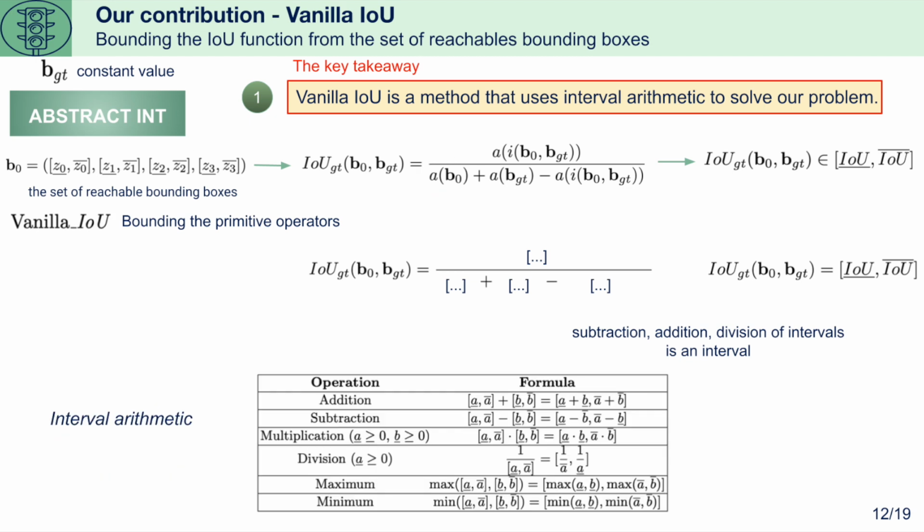In summary, by using interval arithmetic operations like addition, subtraction, multiplication, division, and finding maximum and minimum values, we can obtain our final bounded IoU. But this is an approximation. And then we ask, can we do better? And that's why we have developed a second method.